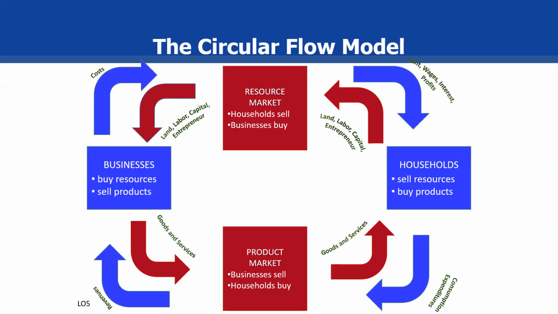And since we do not have a bank or a financial market, they are not going to be able to save anything. So they're going to spend all the money they made on goods and services, and all this spending on goods and services will go back to businesses, which is the revenue for businesses. So the blue arrows are called money flow, starting from businesses and going back to businesses.